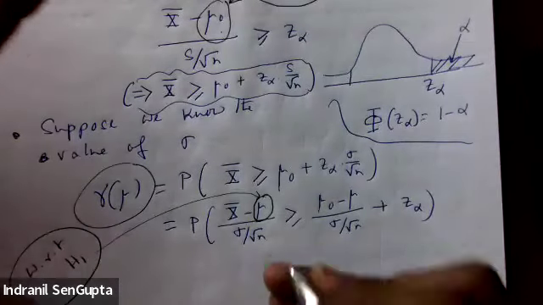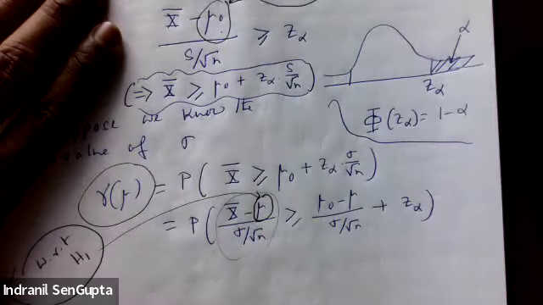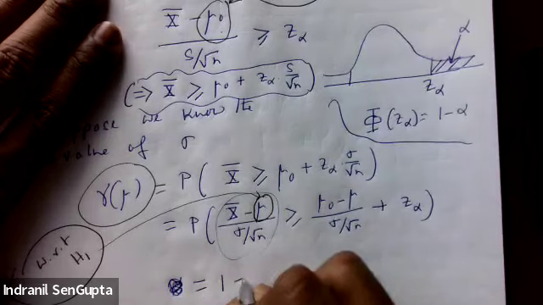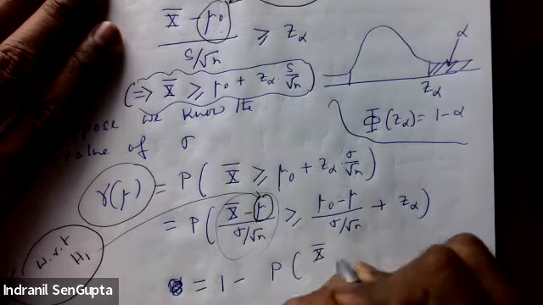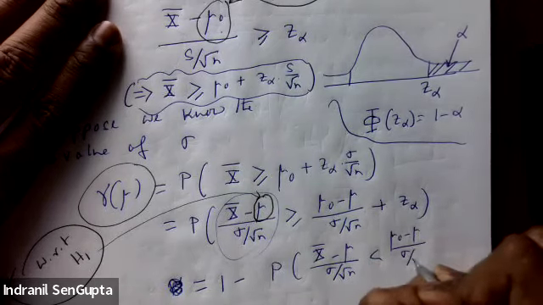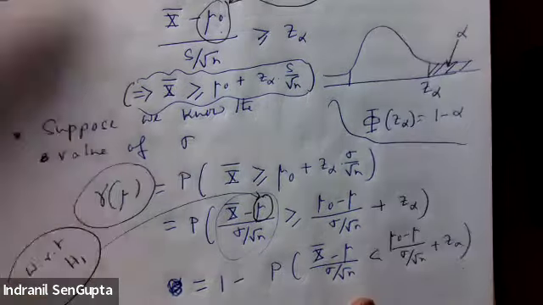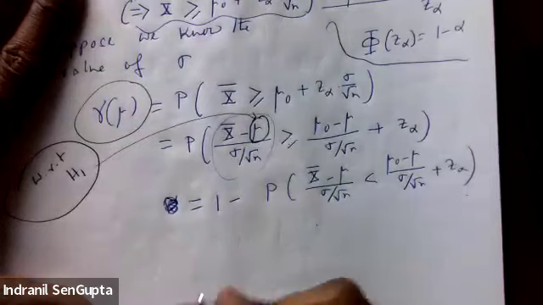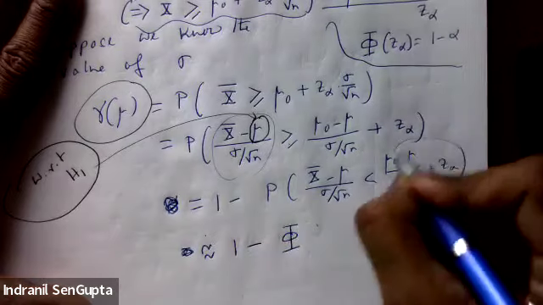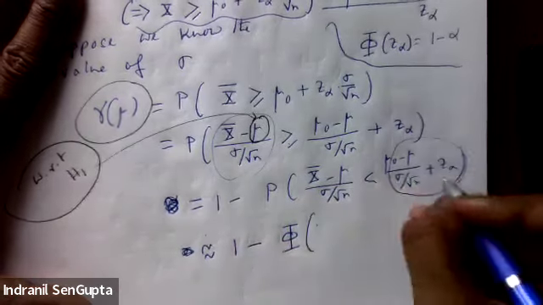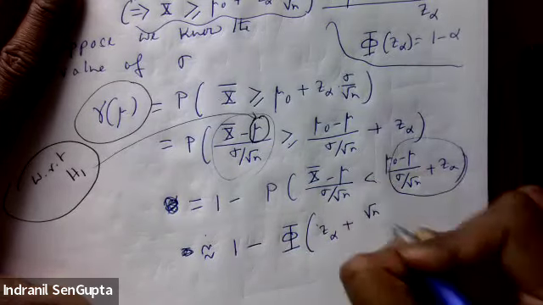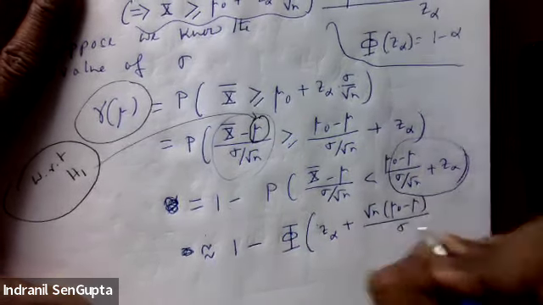Now, this quantity is approximately normal. So I can write this as, first of all, 1 minus the probability of x bar minus mu over sigma over square root of n being less than mu 0 minus mu over sigma over square root of n plus z alpha. I'm just shifting this inequality. And this is approximately 1 minus the standard normal distribution evaluated at z alpha plus square root of n times mu 0 minus mu over sigma.